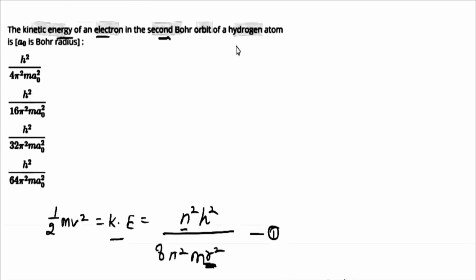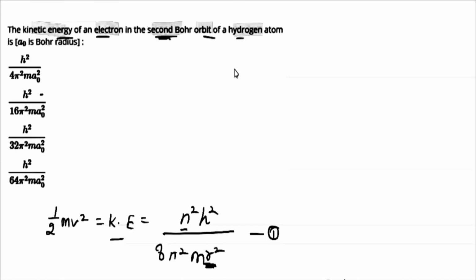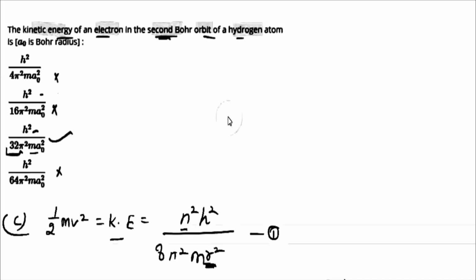So the kinetic energy of the electron in the second Bohr orbit of hydrogen atom is h square over 32 pi square m a0 square. Let's check the options. Obviously option C is perfectly matched. So option C is correct and the rest are incorrect because they have different values. In the denominator we need 32. So option C is correct. Thanks.